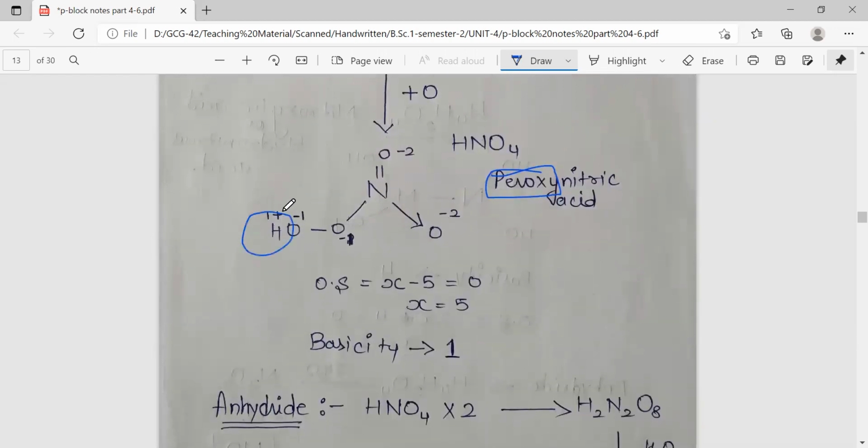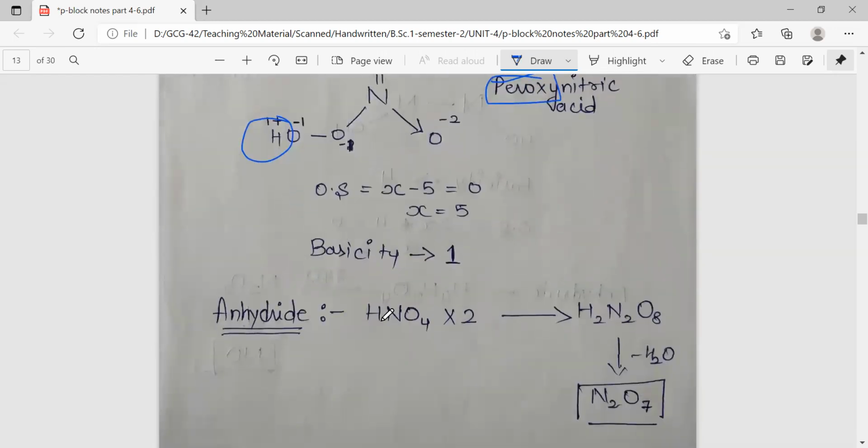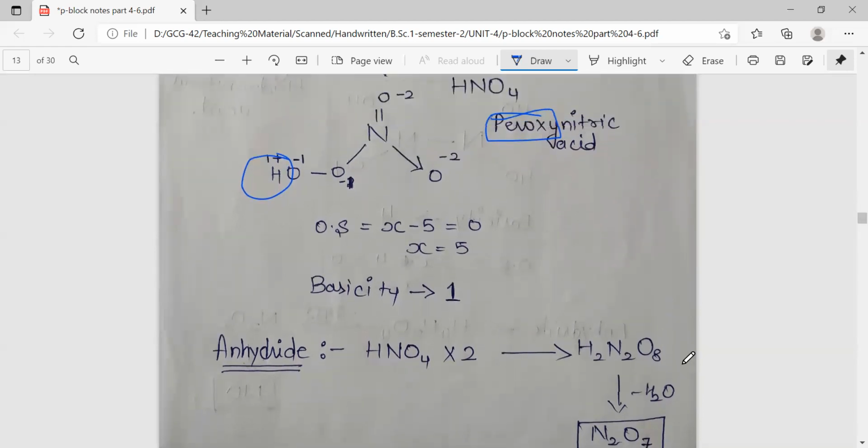Basicity is again 1, as there is only one ionizable hydrogen. For finding the anhydride, we'll double the formula as there is a single hydrogen present, H2N2O8. We'll remove one water molecule and the corresponding anhydride is N2O7, which is the anhydride for peroxynitric acid. So this is how we can generate all the oxyacids of nitrogen from nitric acid and nitrous acid.